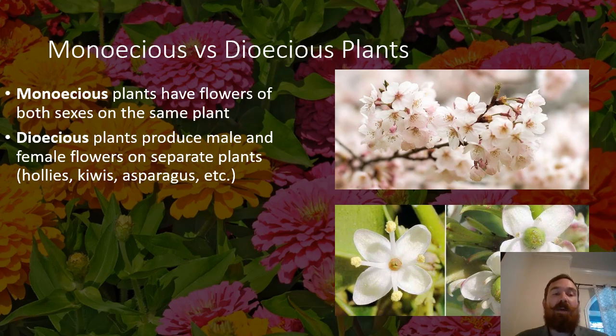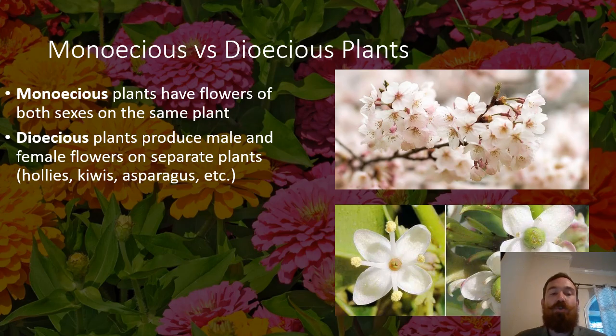Mono, as in mononucleosis, means one. And then the "oecious" part comes from the same root as eco, like ecosystem or economics, and that means house. So monoecious means one house. They've got flowers or organs of both male and female sexes on the same plant. So they're both living in the same house, or one house.